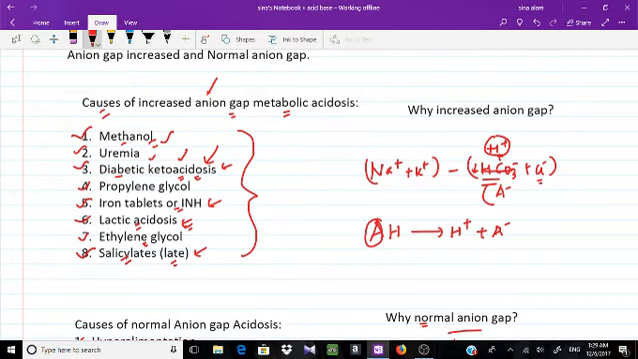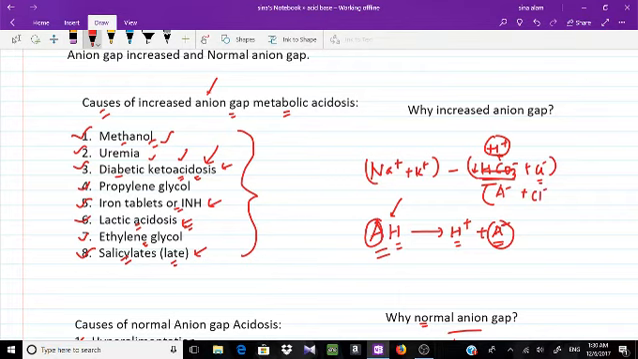That's why the body still lives in a neutral condition. Again, when there is increased anion gap metabolic acidosis, there is H plus donation from the new acid. Maybe it's a keto acid, maybe it's a lactic acid or whatever. This is donating the H plus. This H plus is binding to the bicarbonate, but at the same time there is the anion part of that acid, and this anion part is sitting here.